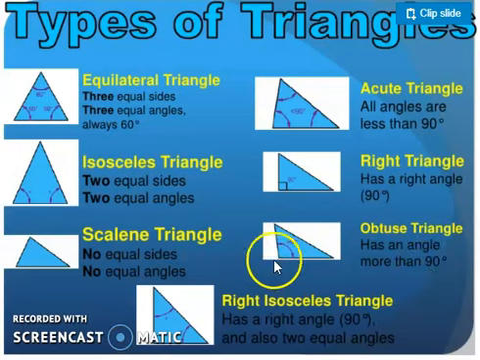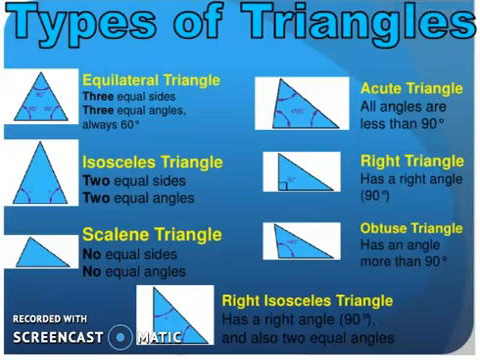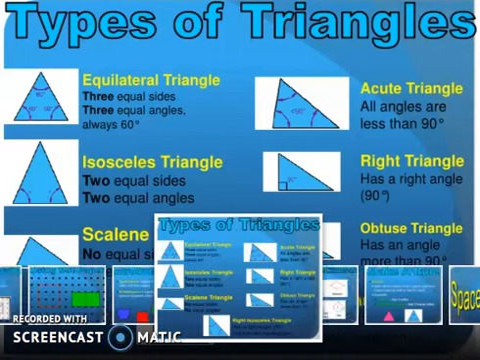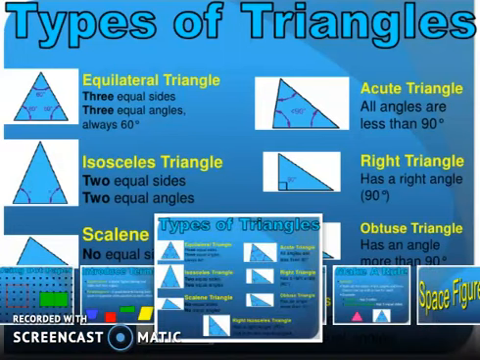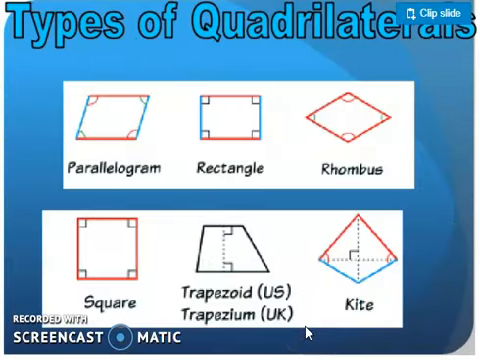Okay, like this. Now a right isosceles triangle. A right isosceles triangle is a triangle that has a right angle and two equal angles, like a 90 degree angle and two equal smaller angles. Okay, that's the right isosceles triangle.